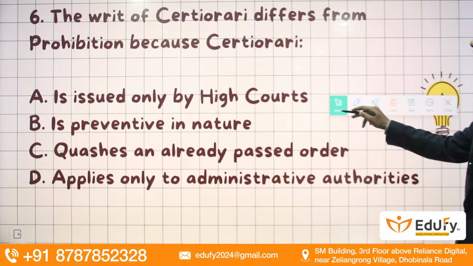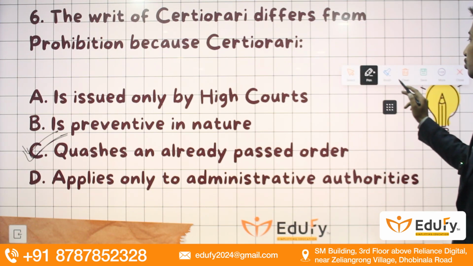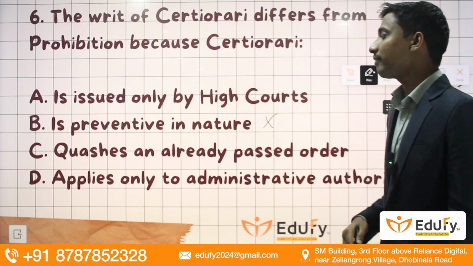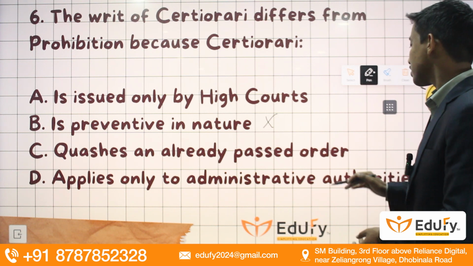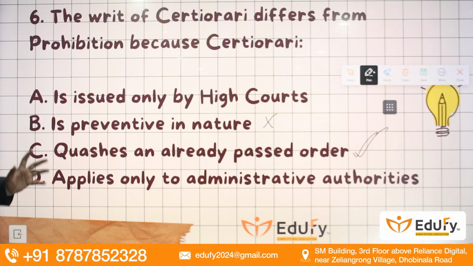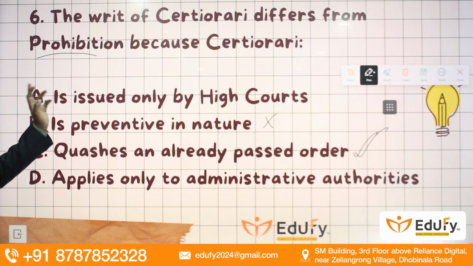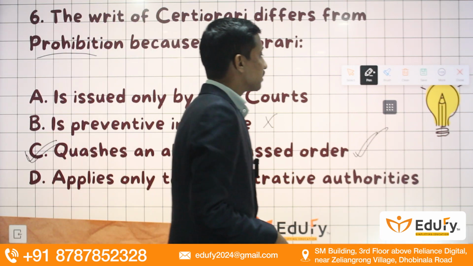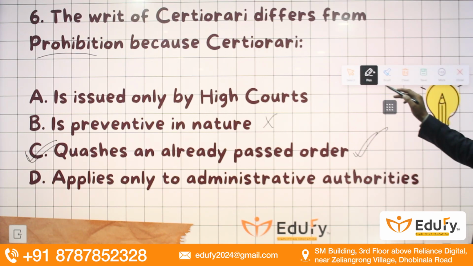Moving towards the next question, the writ certiorari differs from prohibition because certiorari is issued only by the high courts. Is preventive in nature? No, guys, it is not preventive in nature. Prohibition is preventive in nature. Quashes an already passed orders. So that is when certiorari is issued. Okay, if the order is not being passed, then we can issue prohibition. And if the order has already been passed, then we can issue the writ of certiorari that quashes an already passed order. So the correct option will be option C.